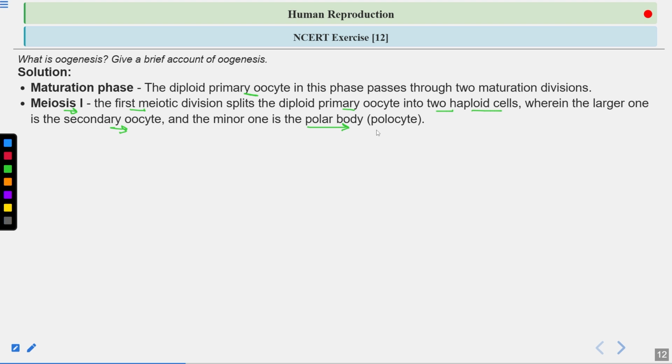So in this primary oocyte, meiosis 1 was occurring. At puberty, this meiosis 1 completes, and from the primary oocyte a large secondary oocyte is formed and a tiny first polar body is formed. So this division is unequal. Why is this unequal? Because a large secondary oocyte is formed. The bulk of the cytoplasm of the primary oocyte remains with the secondary oocyte.